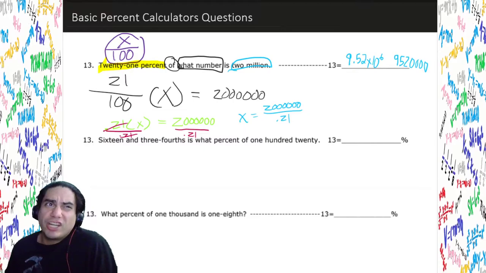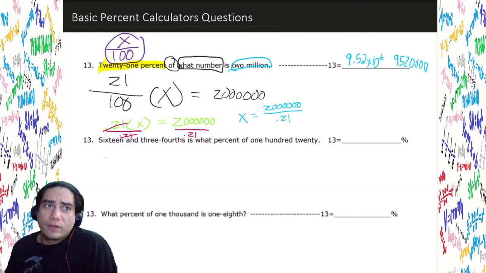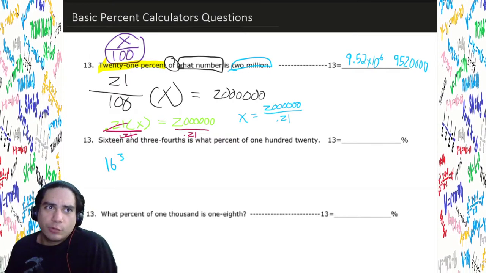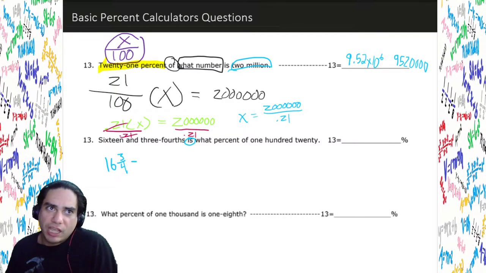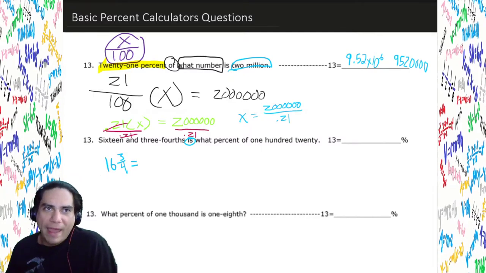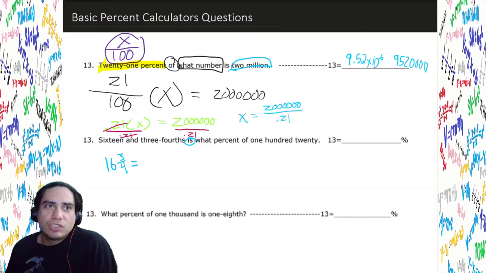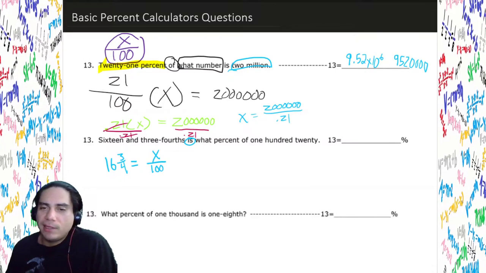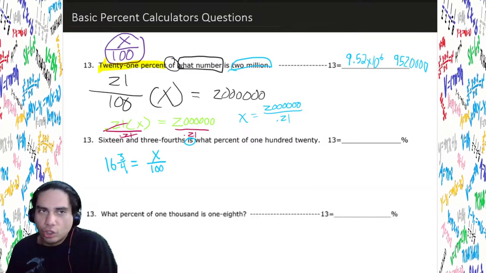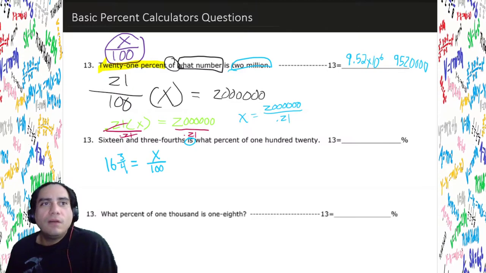All right, let's take a look at our next problem. We've got 16 3/4 is. We see that "is" word, so we've got to put that equal sign. Make sure you do it right. What percent? So it's x out of 100. This is going to be good. Of means multiply.